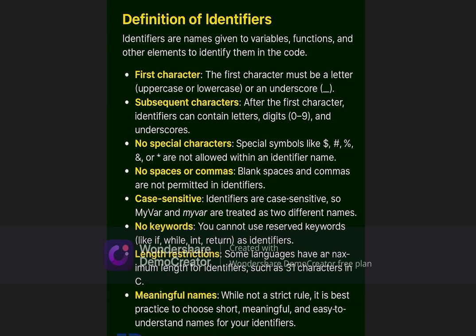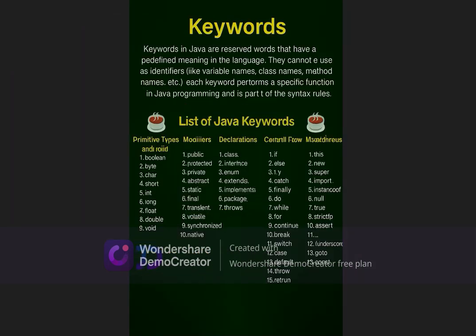Now we will move to the concept of keywords. Keywords in Java are reserved words that have a predefined meaning in the language. They cannot be used as identifier. Each keyword performs specific function in Java programming, and it is a part of syntax rule. Here is the list of all the 50 keywords in Java. You can go through it.